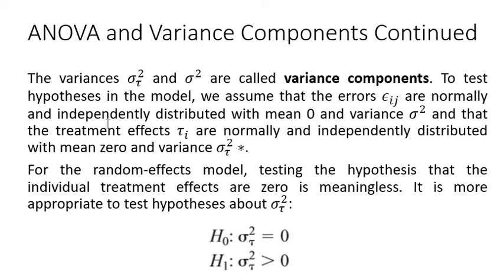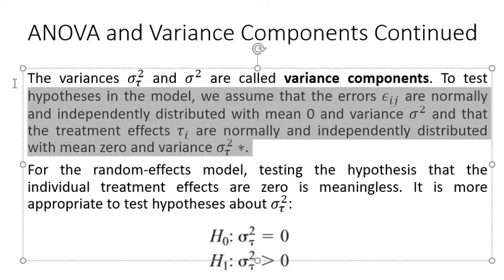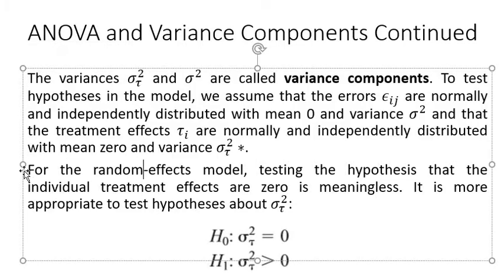To test the hypothesis in the model, we assume that the errors epsilon sub ij are normally and independently distributed with mean zero and variance sigma squared, and the treatment effects tau sub i are normally and independently distributed with mean zero and variance sigma squared sub tau. So here are the assumptions. You must remember those assumptions.